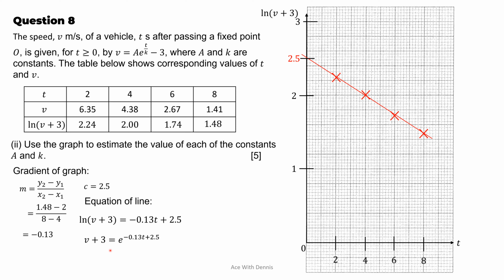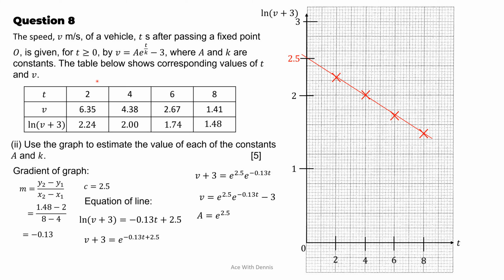Then we anti-log this equation, we get v plus 3 equals e to the power of negative 0.13 t plus 2.5. We can split the terms here to be e to the power of 2.5 times e to the power of negative 0.13 t. And we move the constant 3 to the right-hand side, we get v equals e to the power 2.5 times e to the power negative 0.13 t minus 3.